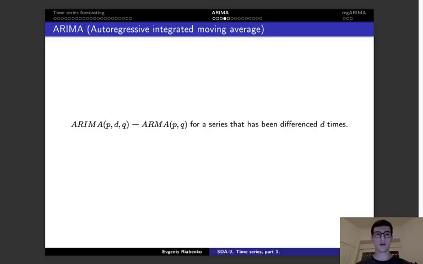And finally, ARIMA is the same for a series which has been differentiated d times. So we introduced one more parameter d. It's how many times the original time series was differentiated. And so I here stands for integrated. We'll build an ARMA model for a differentiated graph. Then we need to apply inverse transformation. So in this sense, it's integrating.